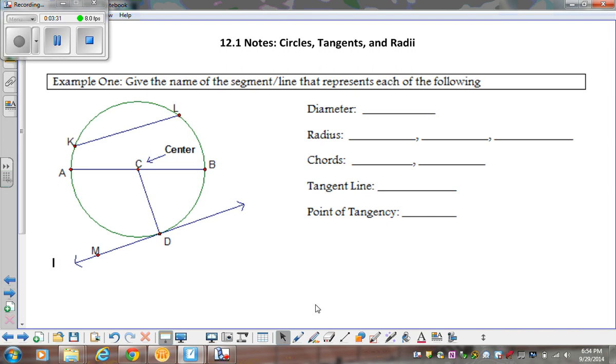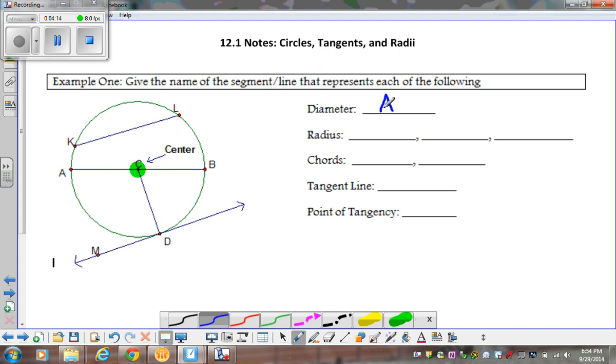Here we're going to identify some other basic segments, lines, or rays with a circle. Some of you may be familiar with something called a diameter. A diameter is a special type of chord that goes through the center of a circle. Every circle, if it's a perfect circle, has a center. In this case, we're going to call our center C. If we have a segment or chord that has endpoints on the circle, and it goes through the center, that's going to be a diameter. In this particular example, we have a diameter, and we're going to call it segment AB.